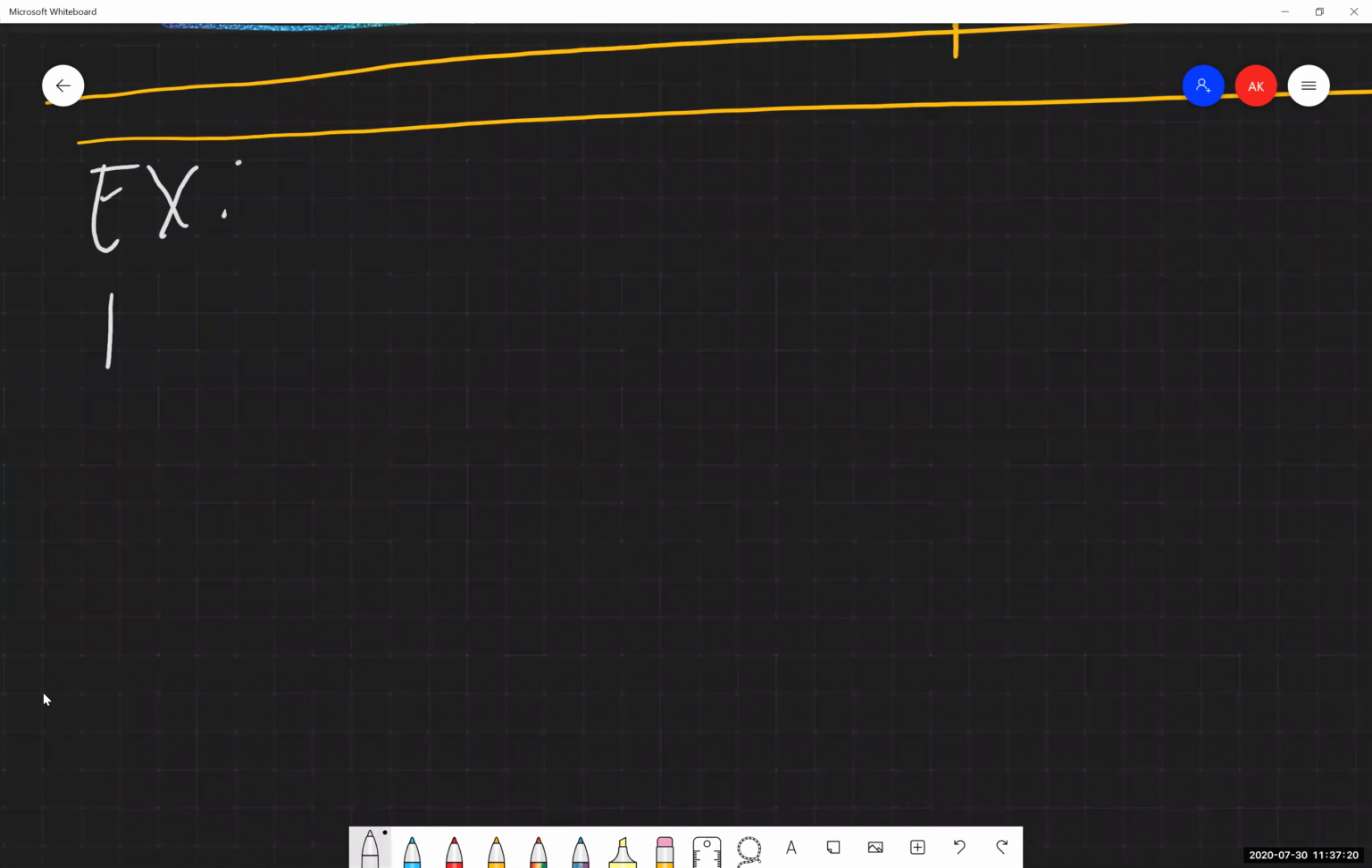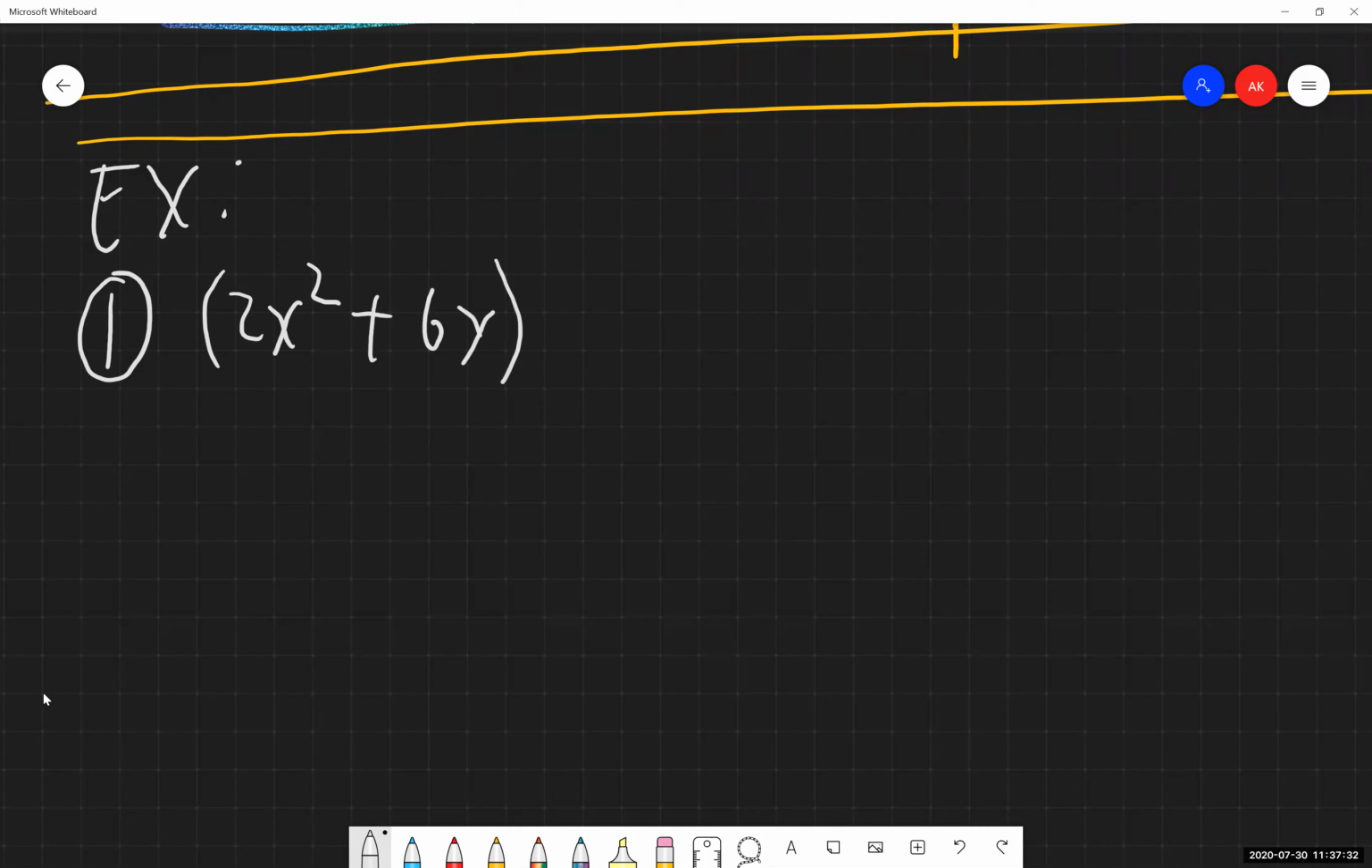So our first example that we had, we were working with the quantity 2x squared plus 6y, and all of that is raised to the second power. Now here I have the special property of the square of a sum. I have a binomial 2x squared plus 6y being raised to the second power. So this is the square of a sum.